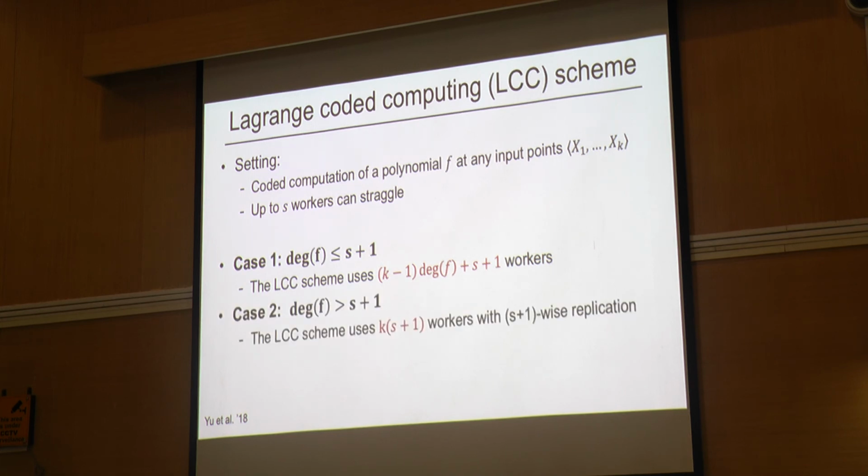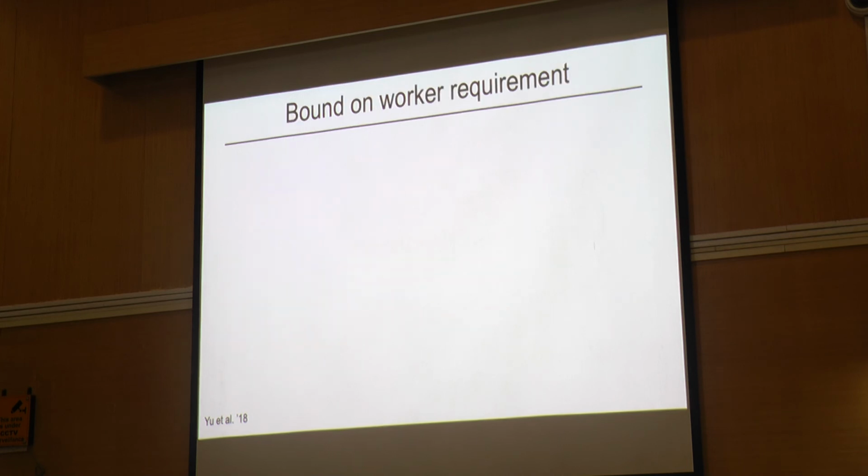And then if degree of f is greater than s plus 1, in fact, this scheme cannot do better than s plus 1 wise replication. So recall that if you want to be tolerant to s stragglers, you have to do s plus 1 times replication of each, because all s copies of a particular task can straggle. Right? So this part is same as replication.